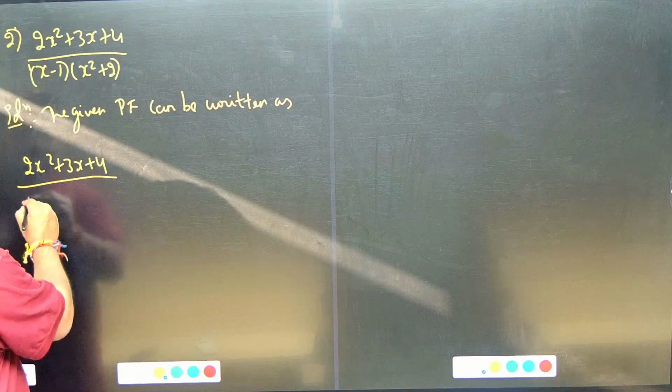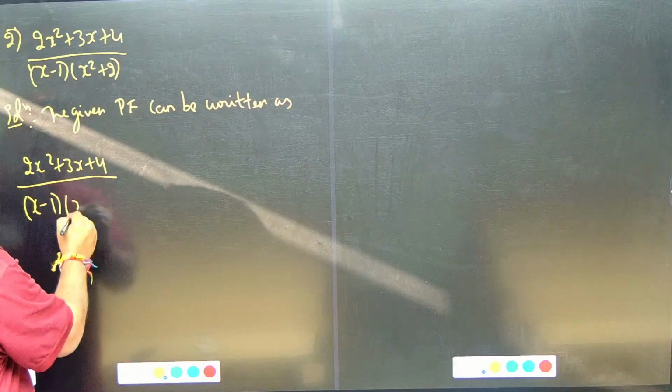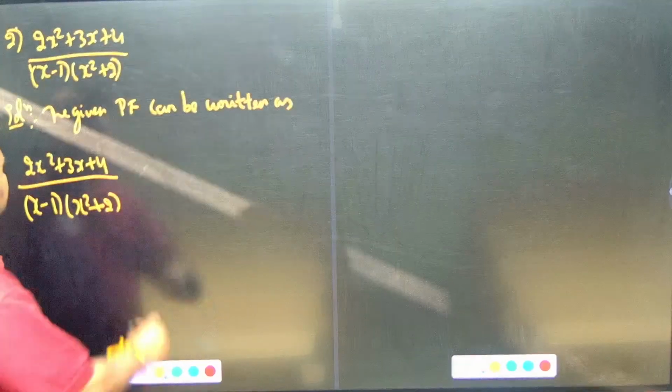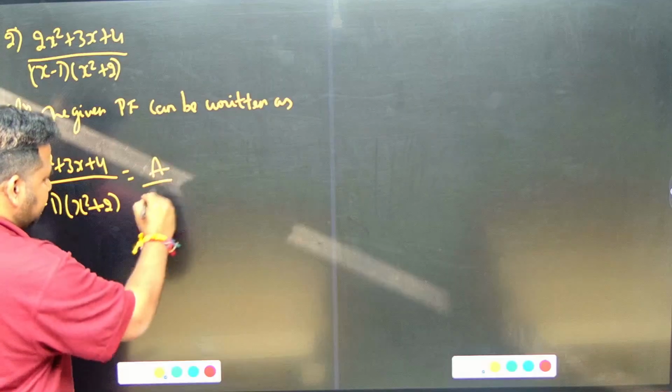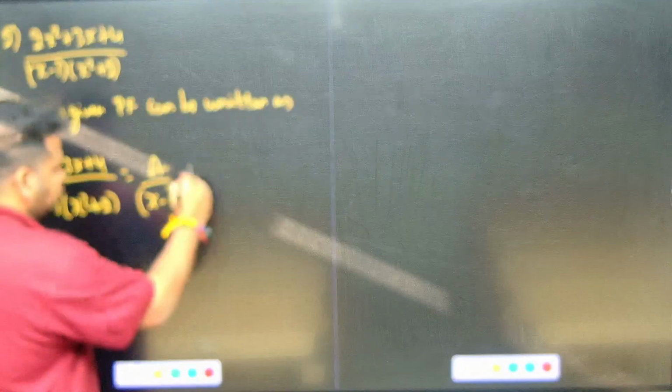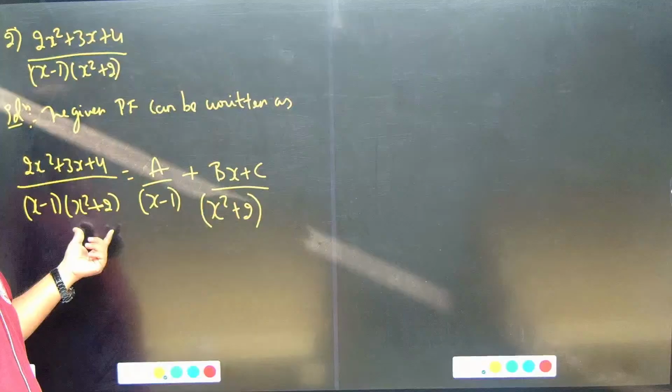This I can write as 2x square plus 3x plus 4 by x minus 1 into x square plus 2. This will be equal to a by x minus 1, which is linear. Then x square plus 2 is non-factorable, so I should write it as bx plus c divided by x square plus 2, because it is non-factorable.